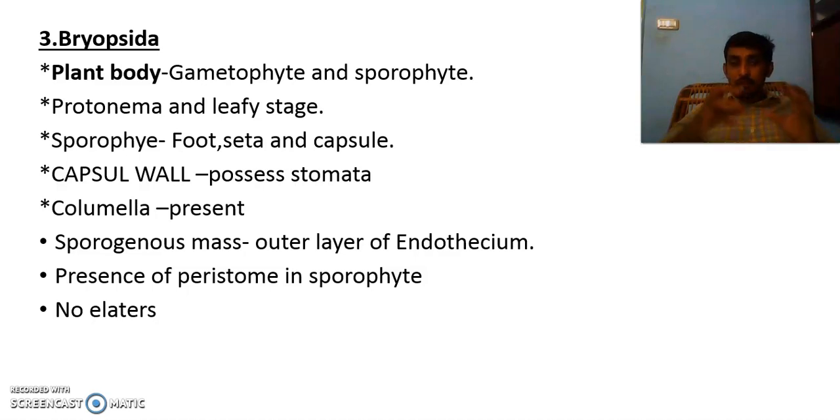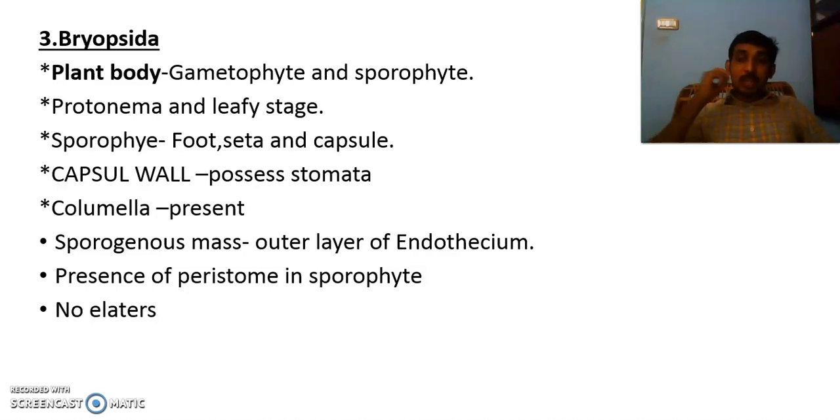And when we move into the sporophyte, sporophytes usually develop from the leafy stage, and that sporophyte possesses well developed foot, seta and capsule, but columella is absent. And when we move into the capsule of Bryopsida, you can see that the capsule is highly developed. The capsule wall possesses stomata, and the capsule possesses special structures called operculum, peristome, etc. In Bryopsida, elaters are completely absent, but elaters are present in the case of Anthocerotopsida. Those elaters help in spore dispersal.